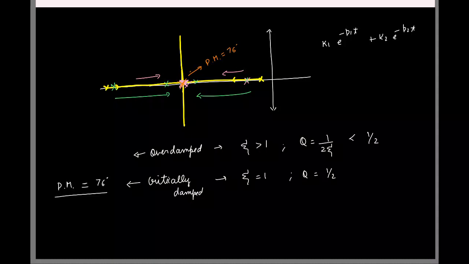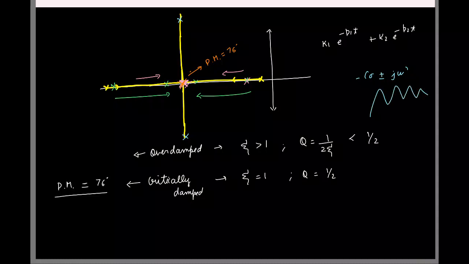If the closed loop poles are somewhere here, or we'll use a different color, what do you think the phase margin might be? Higher or smaller? The closed loop poles are in the S plane. Smaller, right? It will have a lot of ringing. Does that make sense? The closed loop poles are not on the imaginary axis, but lying in the S plane, so you'll have some sigma plus j omega component. So you'll have a lot of ringing, and the phase margin is going to be very small.